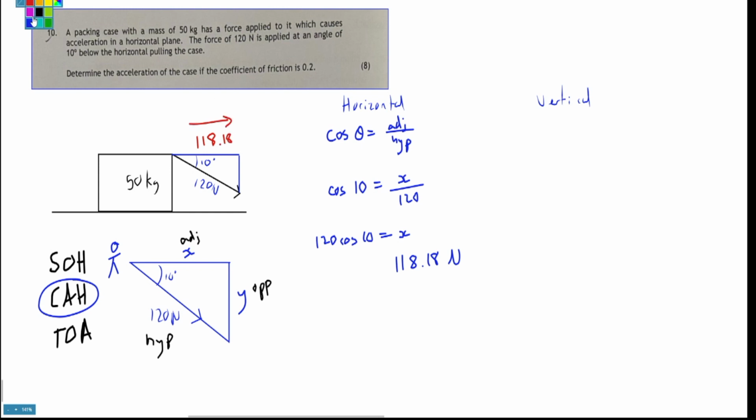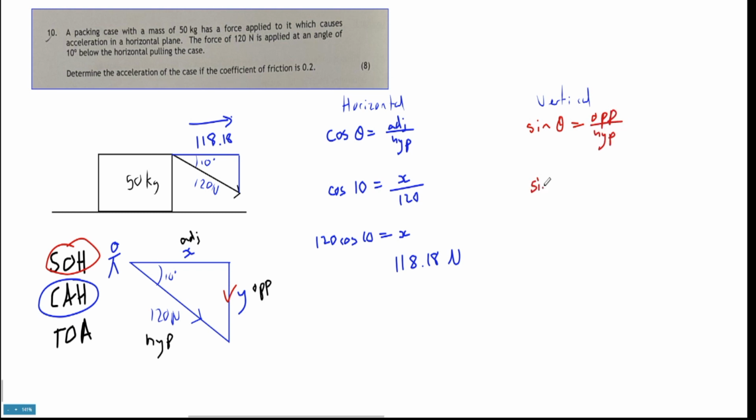Okay, great. Now we're going to do the same thing, let's do this one in blue, and I'll do the vertical in red. We're going to do the same thing for the vertical. The vertical is going to be pushing down on this. We're going to be using the opposite over the hypotenuse, so that will be the SOH. That will be sine of the angle is equal to the opposite over the hypotenuse.